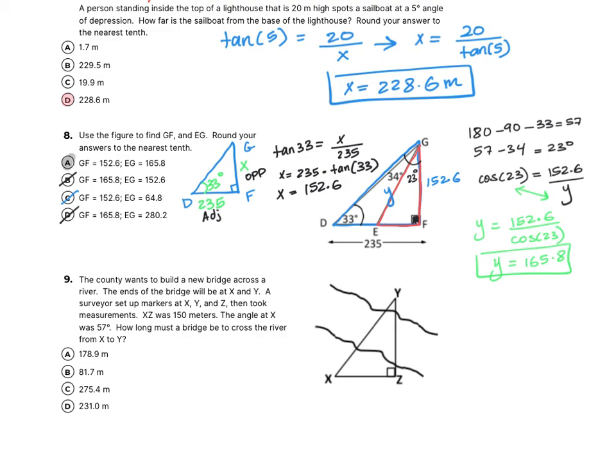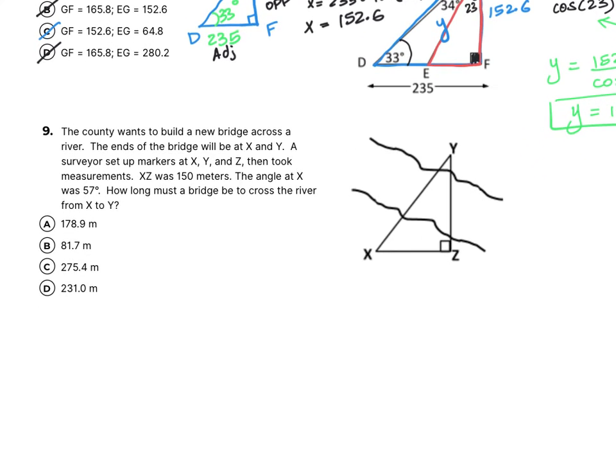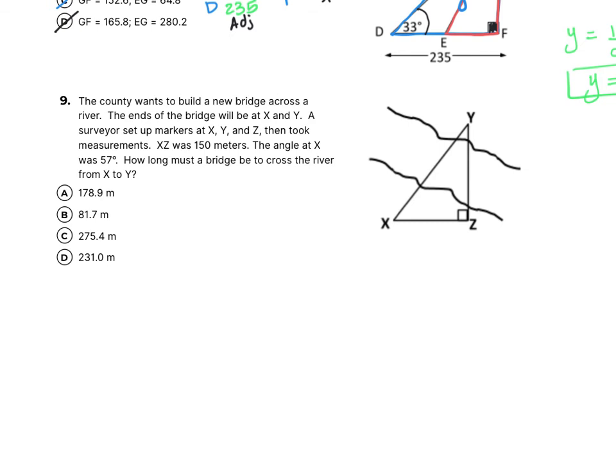Now let's move on to number 9. The county wants to build a new bridge across a river. The ends of the bridge will be at X and Y. A surveyor set up markers at X, Y, and Z, then took measurements. XZ is 150 meters. The angle of X was 57. How long must a bridge be to cross the river from X to Y?